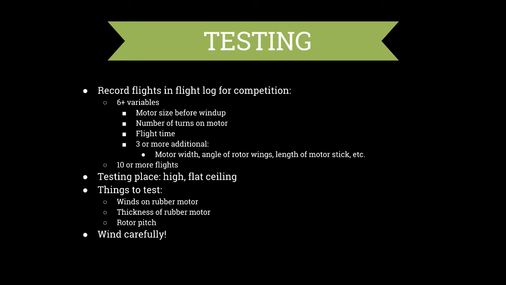Okay, and then things to test, basically the variables that you want to change. You can do this with any of the variables, but the most common one is the number of winds on the rubber motor. Usually people will want to get the maximum number of winds, but this can be difficult because the rubber will break after a certain number. Usually, if you pass 1,000 or 2,000 winds, it'll break.